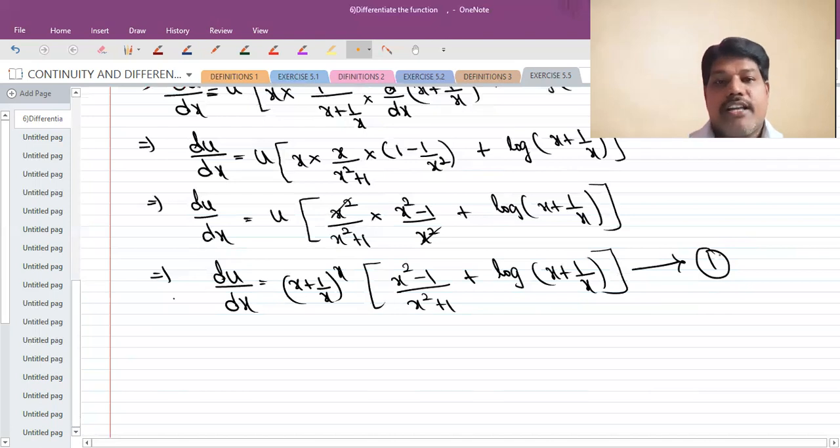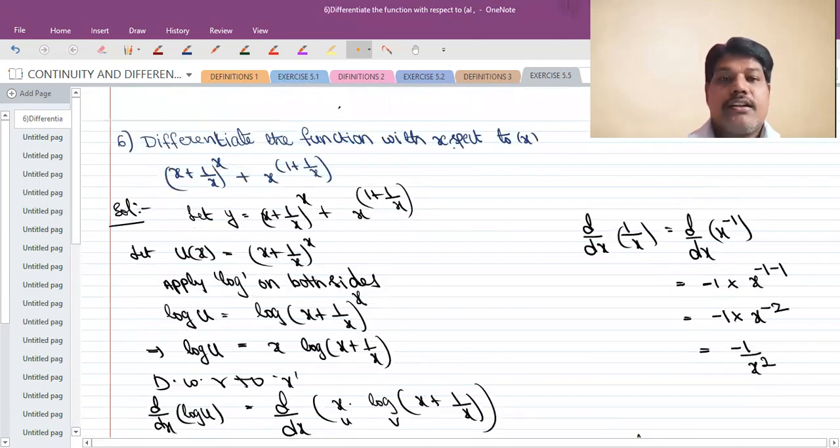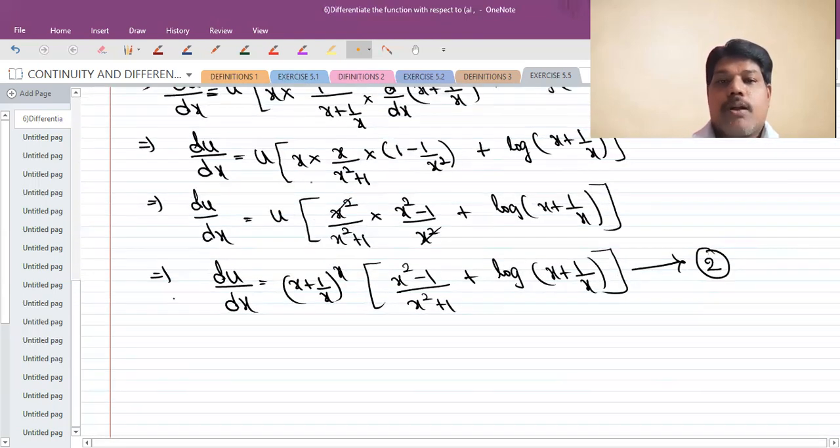This is equation number 2. You can take that. And what is the y value you have taken? This is equation number 1. Okay, so next I will take the v value. What is v? X power 1 plus 1 by x.